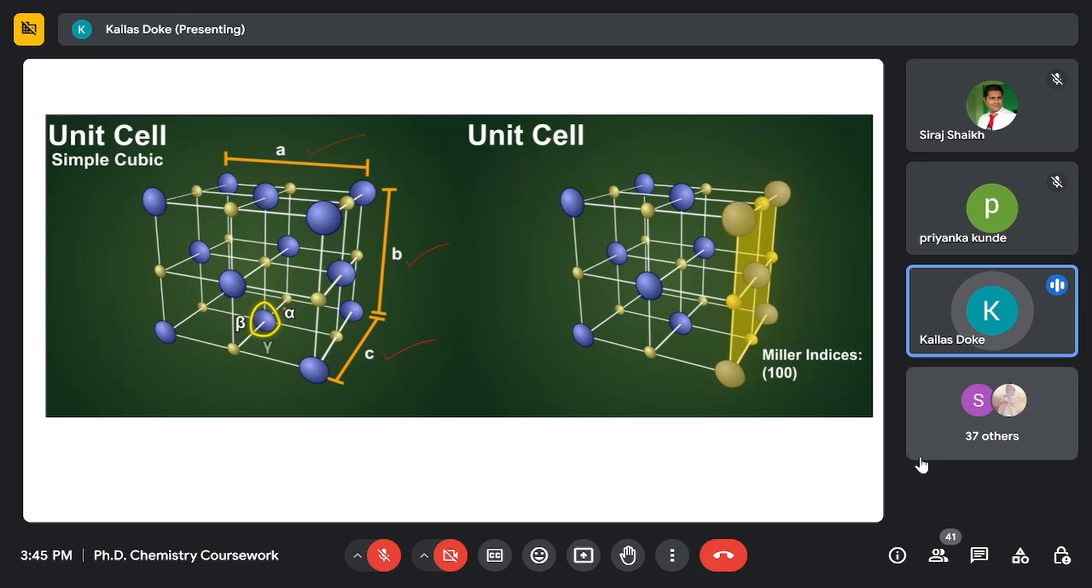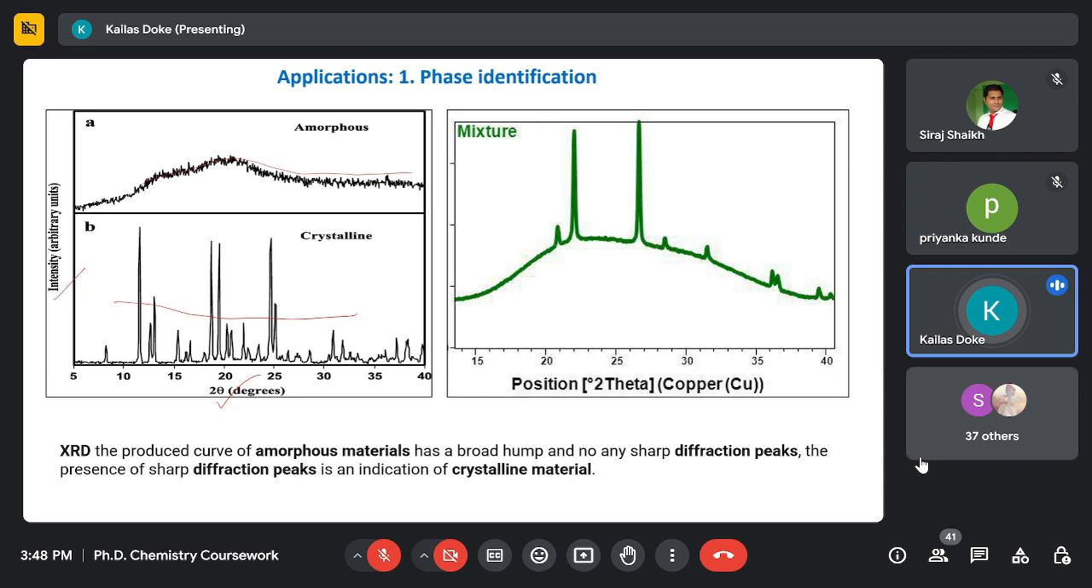This is a broad hump. No sharp diffracted peaks are observed in amorphous substances. But if our sample is a crystalline material, you can observe this type of diffraction pattern. We observe sharp diffracted peaks. This is a sharp peak with a different intensity, another sharp peak with a different intensity.